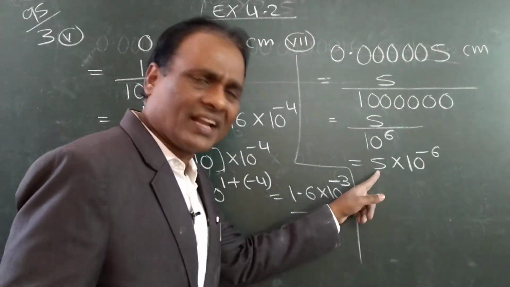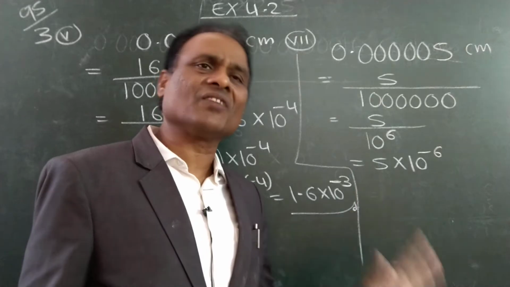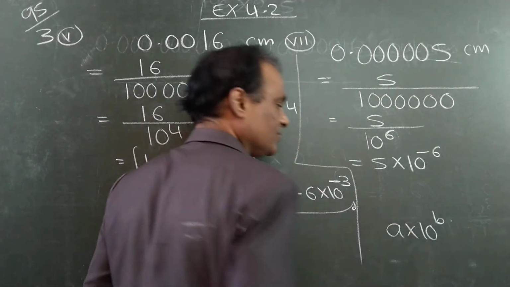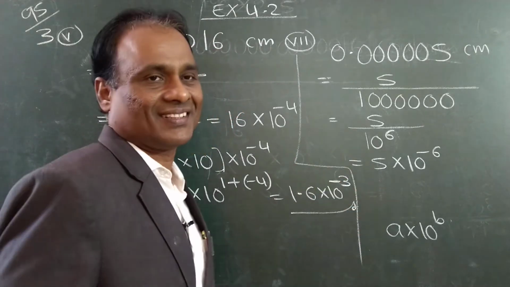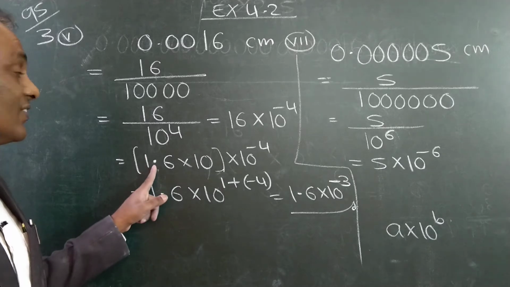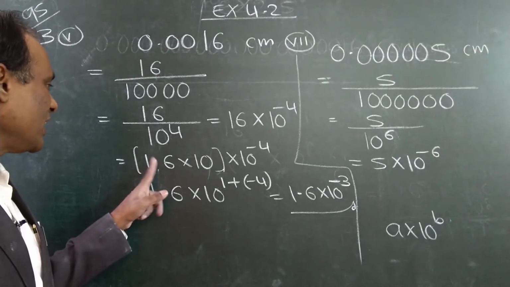When it is only one digit, it is a standard form. Standard form means a into 10 to the power of something. A means only one digit. If there are more digits, keep the decimal after one digit.